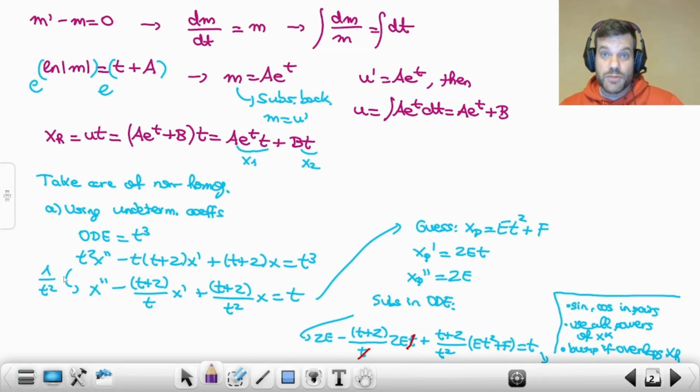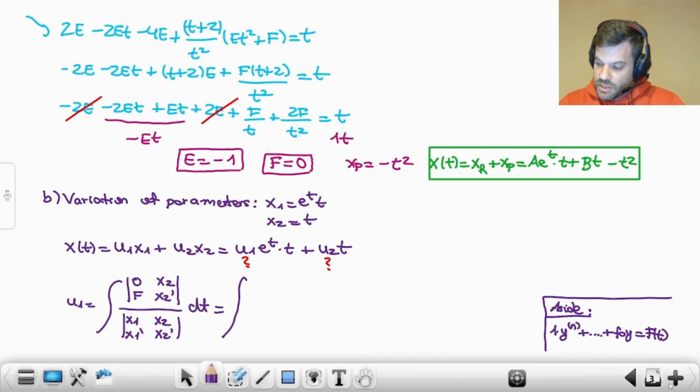1 over t squared. I'm sure if you did it at home, chances are that you took t cubed for capital F. Please don't do that, it's a frequent mistake. Don't take the right hand side of the differential equation directly. Take the right hand side, the non-homogeneous term, once the leading coefficient is 1. You see it? 1 times x double prime. Therefore, here we have capital F of t, the non-homogeneous term.